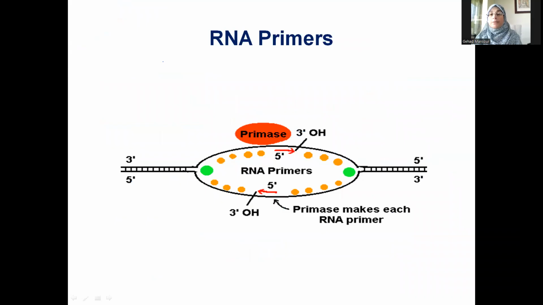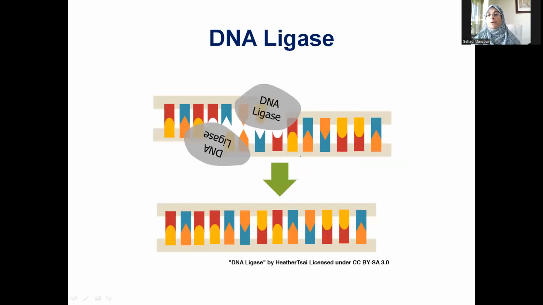So here you can see, this is just to show you the primase enzyme that makes the primer, and every primer is made by a primase, and the primase is also built up in the direction, as you see, 5' to 3'. Any new thing that is built up, any sequence of nucleotides that is built up in the cell is built up in the direction 5' to 3'.